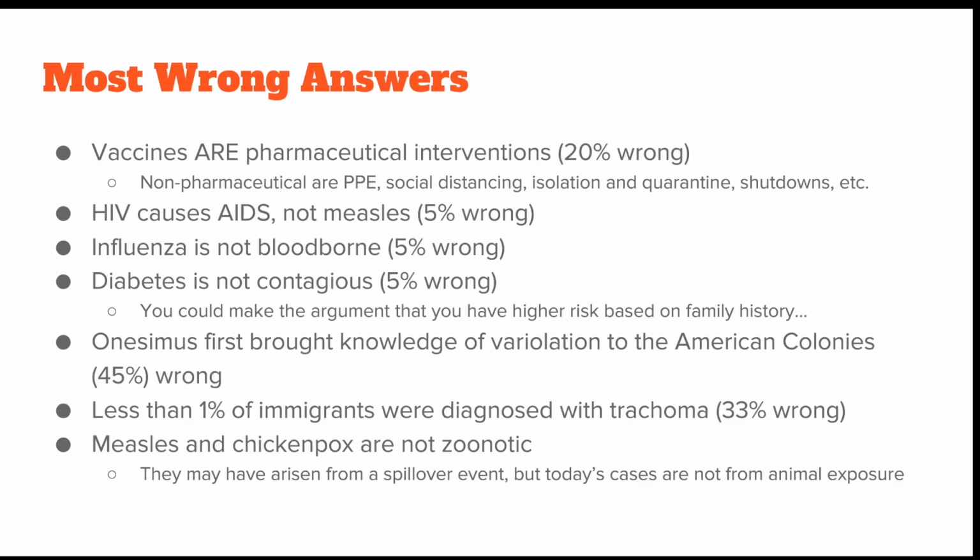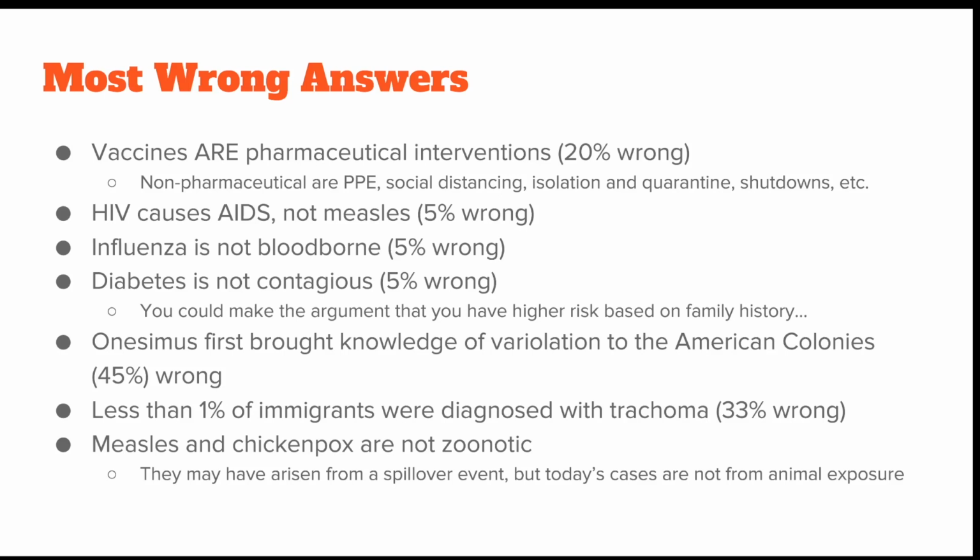Here are some of the wrong answers from the exam. Vaccines are, in fact, pharmaceutical interventions. 20% of you got that wrong. Non-pharmaceutical interventions are things like PPE, social distancing, isolation, quarantine, shutdowns. Basically, anything that was not created in a lab is a non-pharmaceutical intervention. So this question can and will come up again in the final exam. So remember the difference between pharmaceutical interventions and non-pharmaceutical interventions. Pharmaceutical interventions are created in a lab: a vaccine, a medication, an antiviral, an antibiotic, an antifungal.